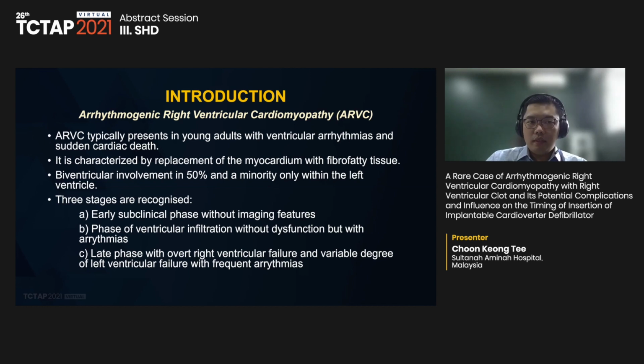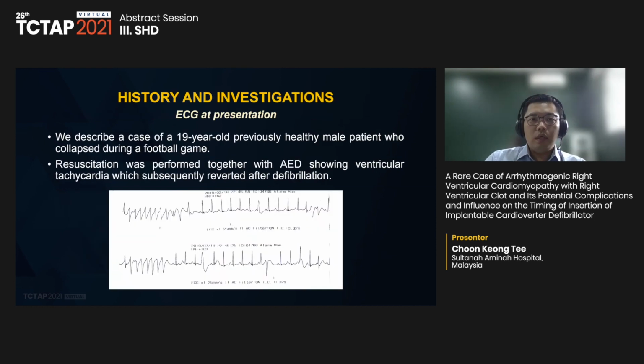Three stages are recognized. The early stage is subclinical, and there are usually no imaging features. The middle stage has a phase of ventricular infiltration, but no ventricular dysfunction, and the prominent feature at this stage is arrhythmias. And finally, the late stage with overt right ventricular failure and a variable degree of LV failure as well, and frequent episodes of arrhythmias. So I'd like to illustrate this topic with a case.